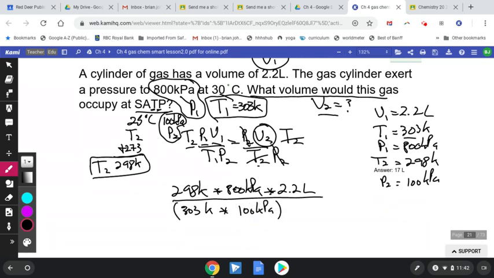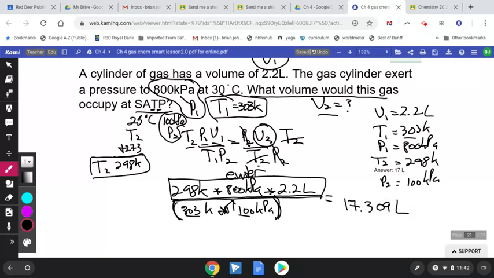When you're entering this into your calculator, make sure that you multiply the entire numerator. When you hit enter and get your answer, then you can divide by the bottom. Most important is that you put brackets around the denominator so that these two get multiplied together before they get divided into the numerator. If you do that correctly, you will get 17.309 liters.